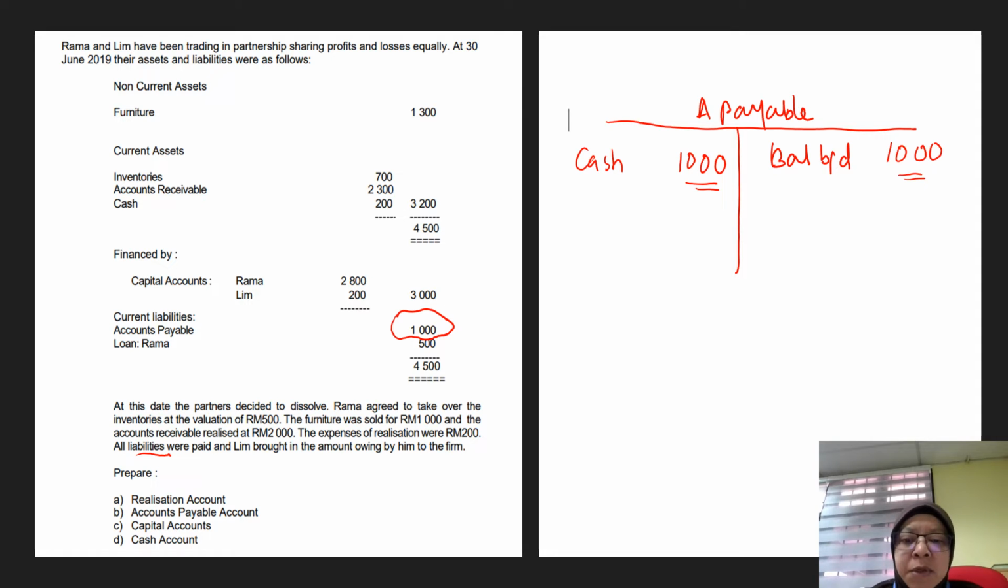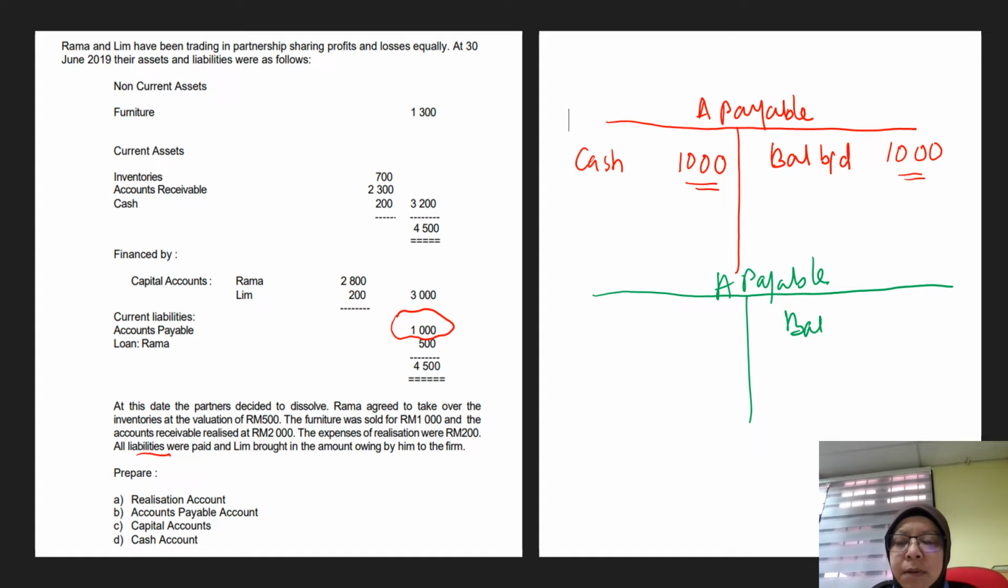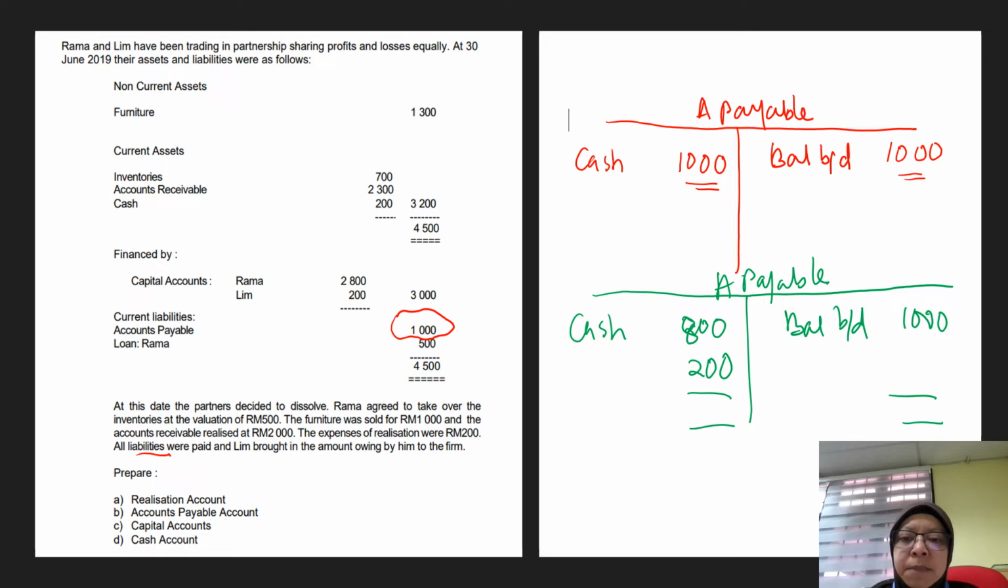The one that I mentioned just now is when we pay less than that amount. Suppose this is our account payable with an opening balance of 1,000, and then suppose we pay only 800. The remaining 200 is to be transferred to the realization account. That is step 2.